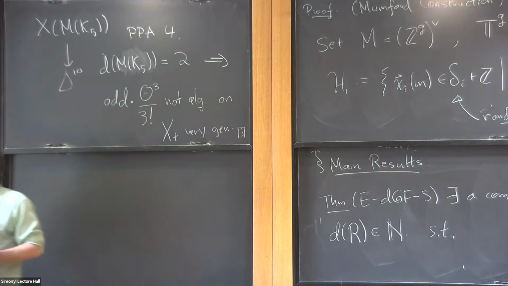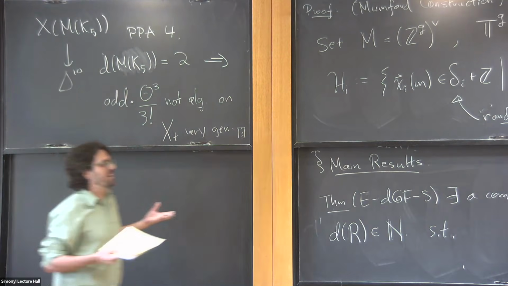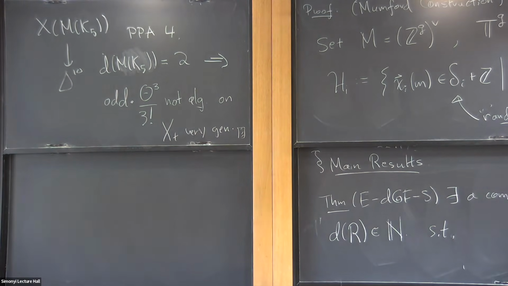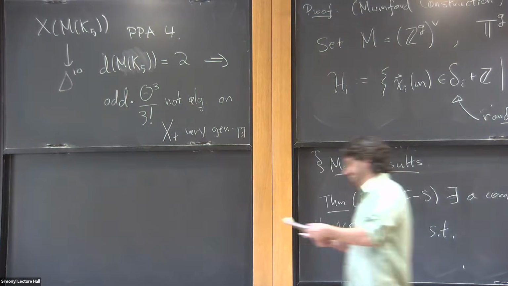So for this part, you didn't need a matroid that wasn't coming from a graph. Yeah, you just need a matroid. You just need a non-cographic matroid. That's all you need. Indeed, yeah.